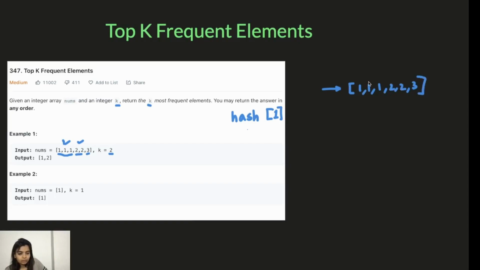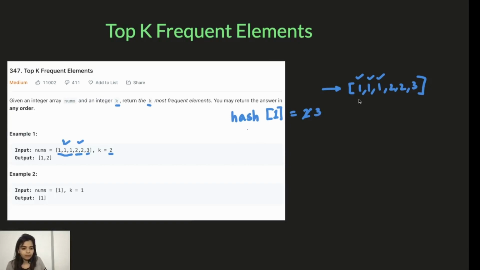We'll go through each and every element. First, hash map of 1. Initially hash map of 1 will be non-existent. As soon as we start running through the for loop, hash of 1 will become 1. Then we go to the next element, hash of 1 becomes 2 now. There's another 1, so now hash of 1 will become 3.